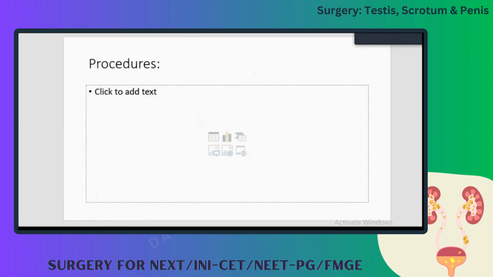So procedures. What can be done? So this is the scrotum.